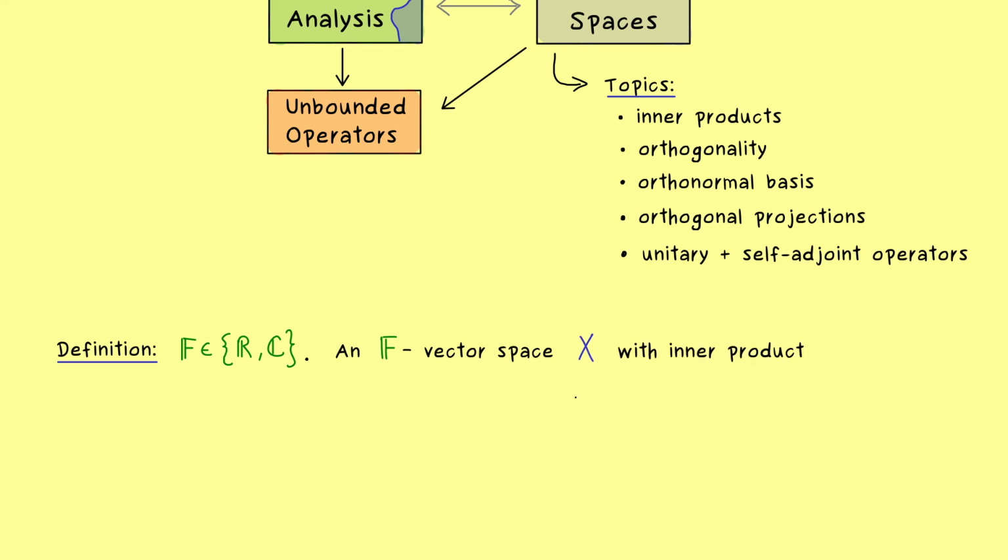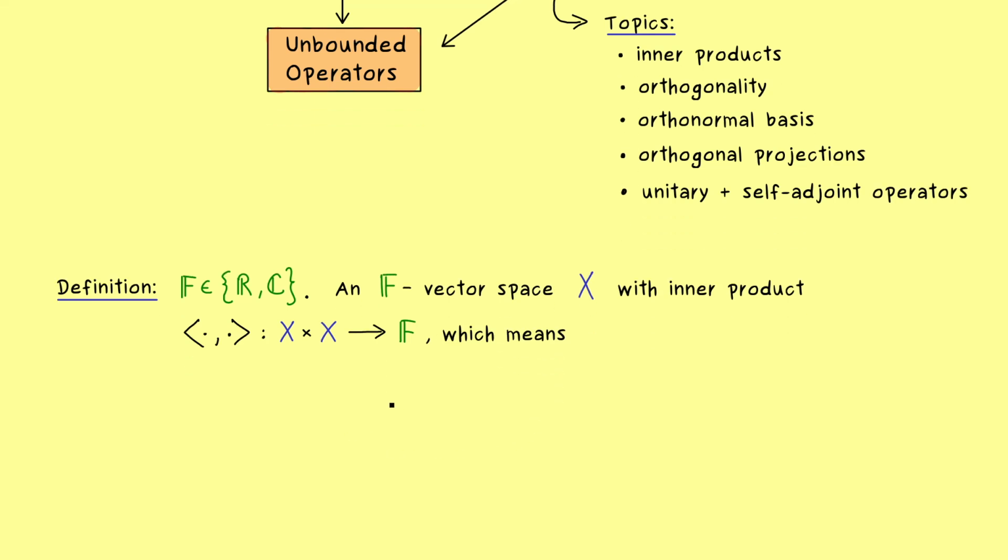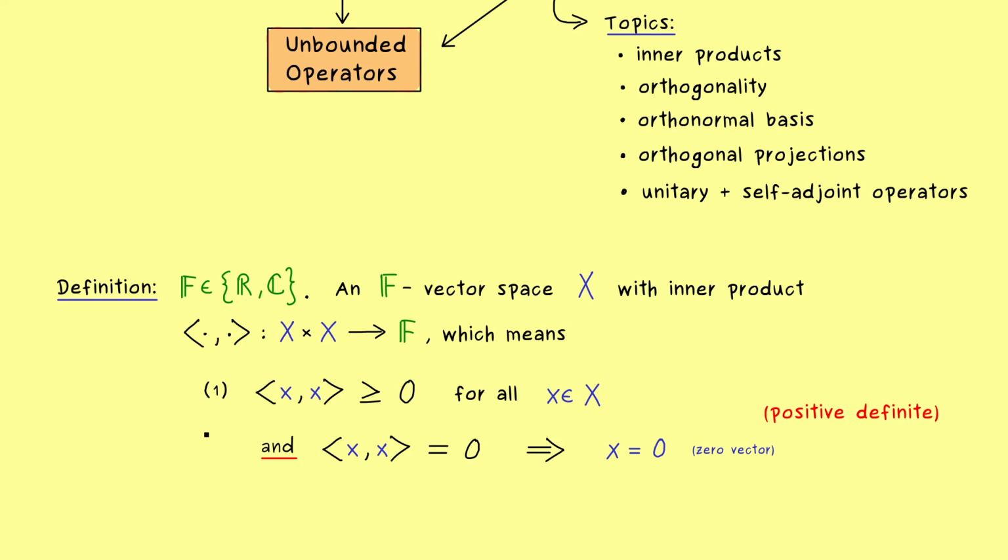And now you know, throughout this video course here, X always carries an inner product denoted by these pointy brackets. So it's a map with two inputs, both coming from X. And the output is just a scalar. And now if you don't know it, such an inner product needs exactly three properties. So first, an inner product always has to be positive definite.